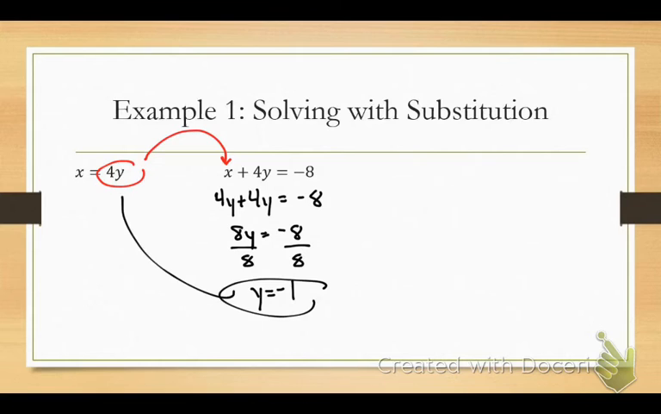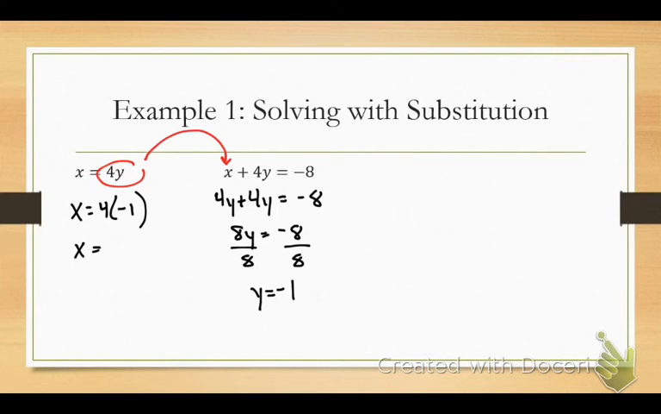All right, plug it in up here for Y. So now X equals 4 times negative 1. And what does X equal? Negative 4. X equals negative 4. Put it together in an ordered pair. Negative 4, negative 1.